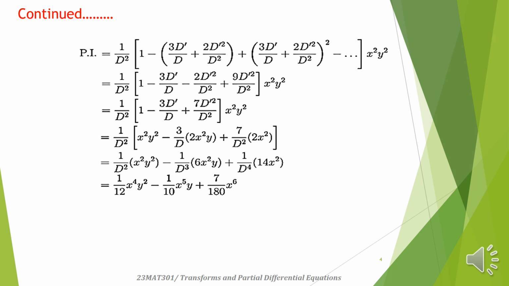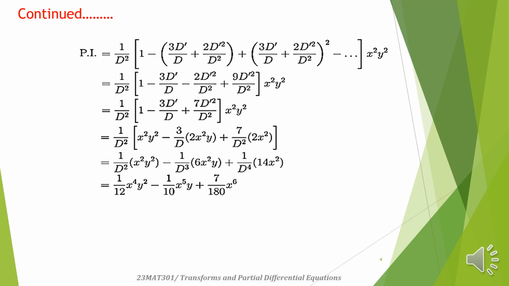Now multiplying x square y square inside, what I am doing is I am differentiating it first. So for D dash alone I am differentiating it. So x square y square, minus 3 by D dash means differentiate with respect to y. So x square y square differentiate with respect to y. D dash square means 2 times you have to differentiate with respect to y. So I'll get this answer.